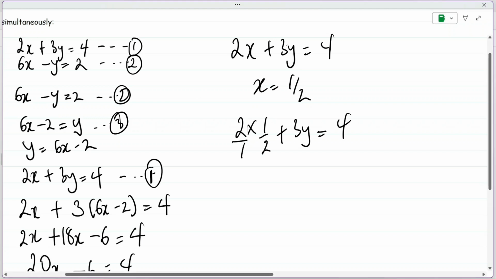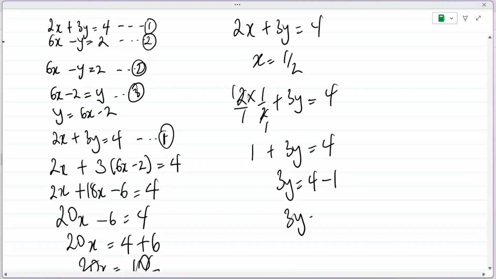We can make this 2 over 1. 2 into 1, 2 into 1. So 1 times 1 over 1 times 1 is just 1 plus 3y equals 4. We're looking for our y, so we prefer to have our y on the left. This 1 has a plus, so it goes over the equals sign and turns to minus 1. We have 3y equals 4 minus 1. 3y equals 4 minus 1 is 3.